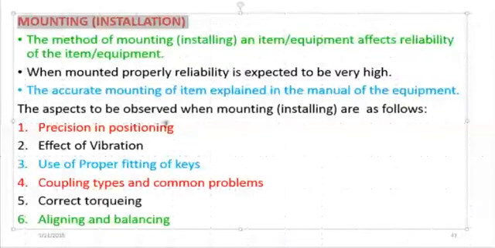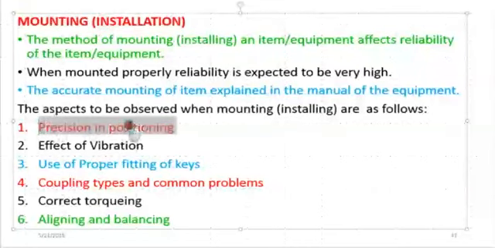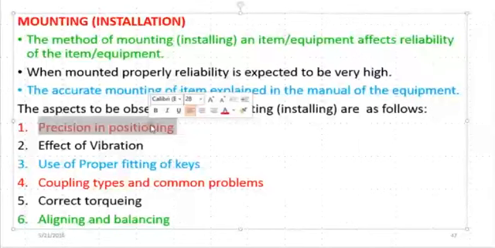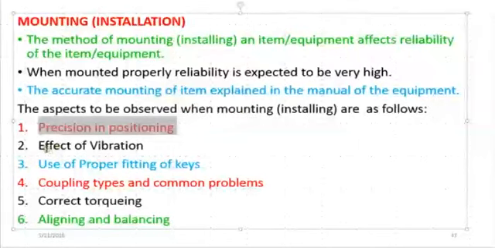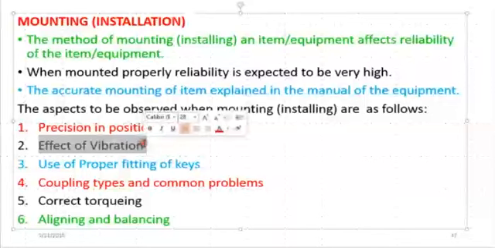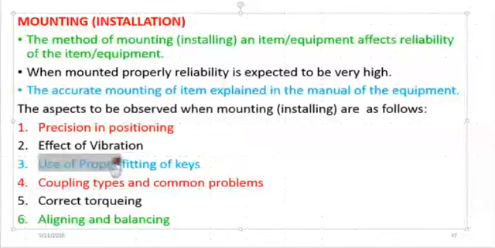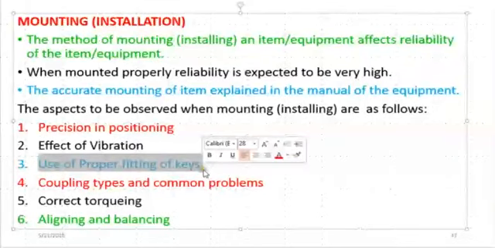And the aspects that we have to observe whenever we are installing or mounting a system or device are given here. Number one is precision positioning, to make sure we accurately put it in the right position. Number two, we have to make sure we install it in such a way that it will be free from the problems of vibration. We have to use proper fittings, keys, nuts, washers, vibration absorption devices, all of them, to make sure that it is properly installed.